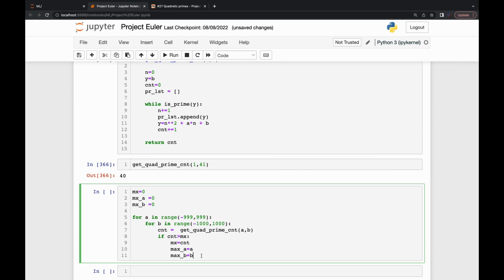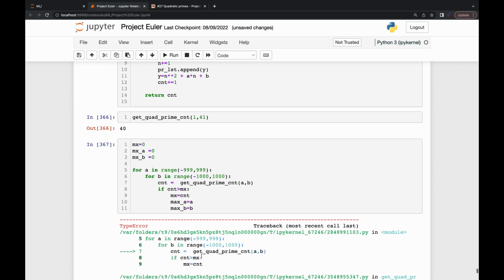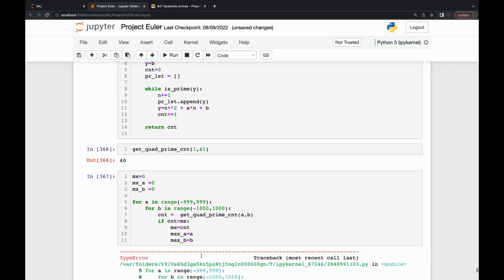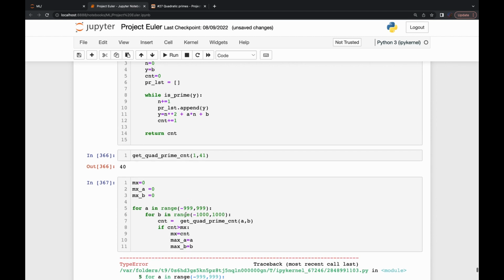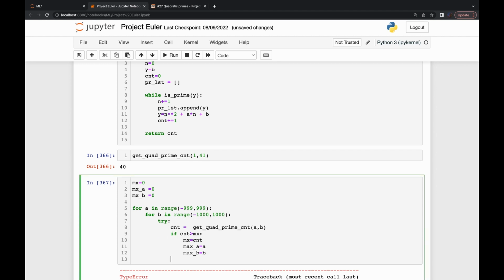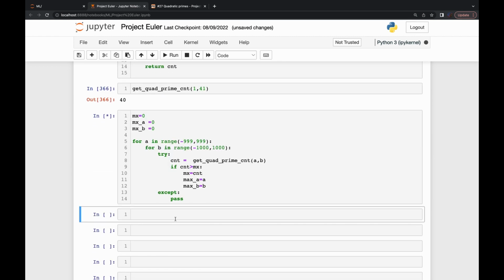Okay, another thing we'll have to see probably. Some cases, okay, let's see what happens. You see there are some exceptions because in some cases it will create a complex number for the negative number, because a negative square root might create a complex number. That's why I'll just use simple exception handling, except pass. Okay, now let's have a look. What is the max value?